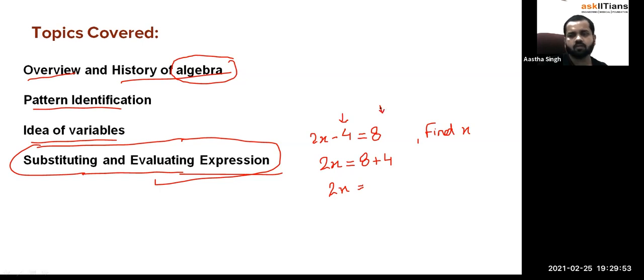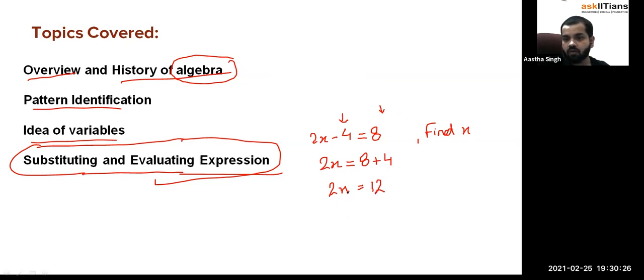There are some certain rules for algebra, and you have to follow them. If there is any addition, then it will go to the other side and become subtraction, and if subtraction is there, it will become addition, reverse. Just the same, multiplication will go to the other side and become division, and if division is there, then on the other side it will become multiplication. So 2x will be equal to 8 plus 4, that is 12.